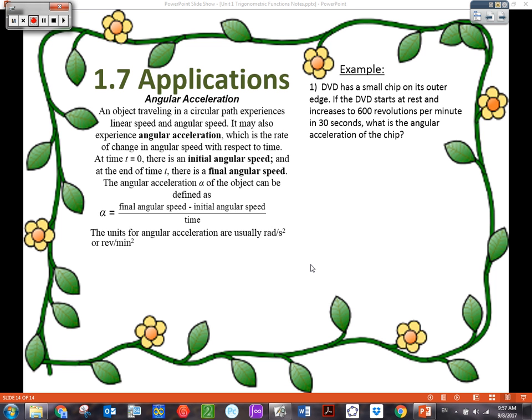Okay, so let's take a look at today's lesson. Today's lesson is basically there's just one concept so far that we haven't covered. Today's lesson is applications. So the daily work that you're going to be doing is going to have a mixture of all different kinds of word problems from the whole unit. But this particular concept we haven't talked about yet, so that's why we have just one slide today, and that is on angular acceleration.